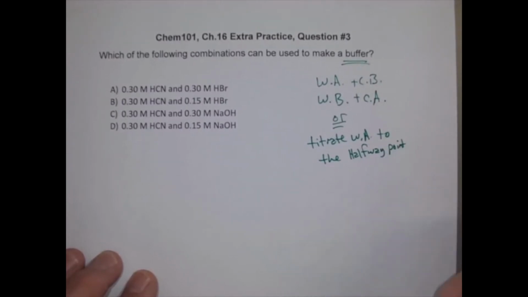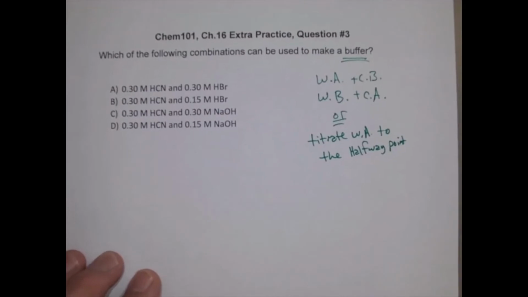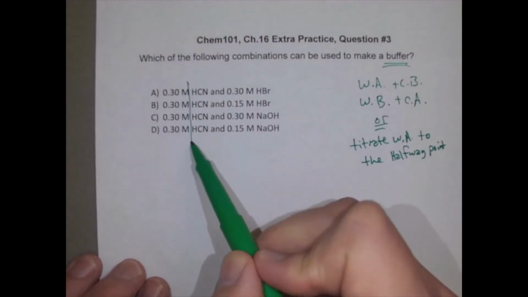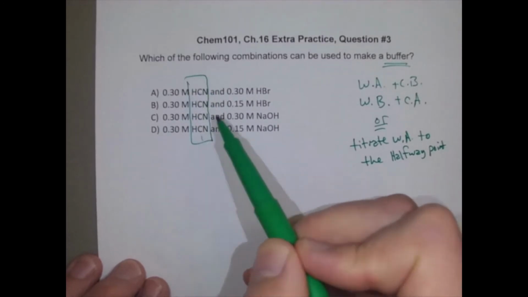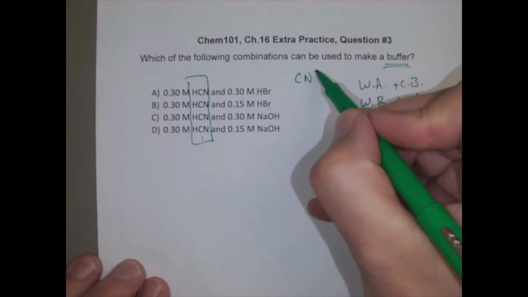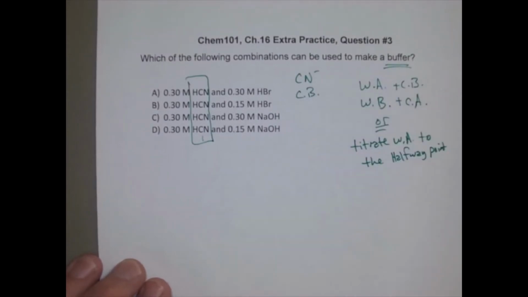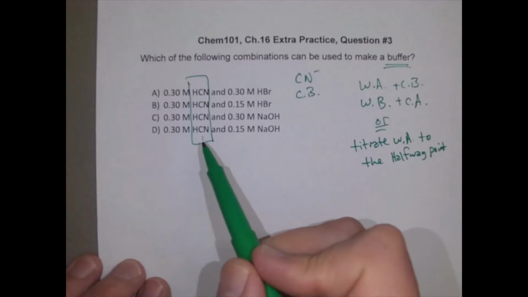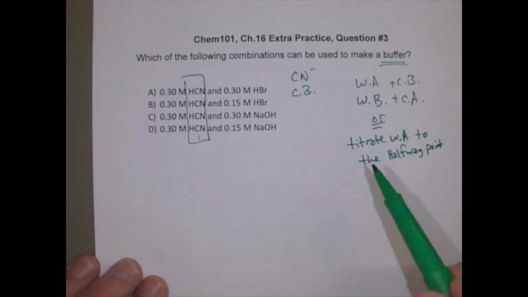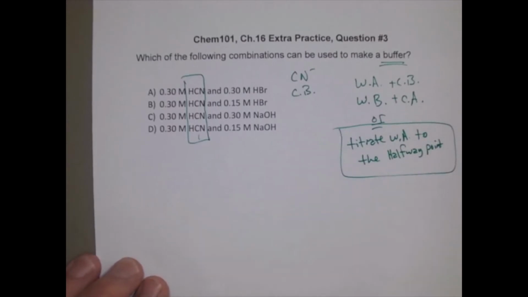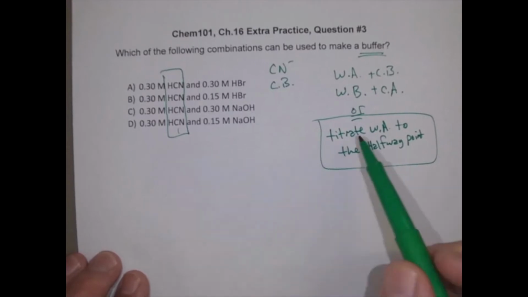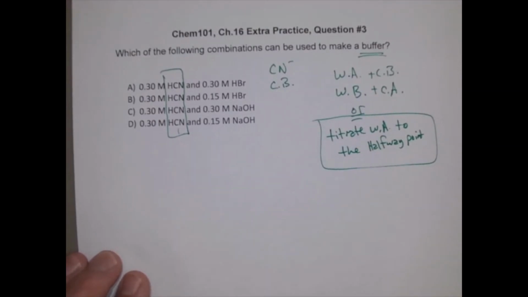Okay? All right, and that's what we need to do in this case, because if you look over on these choices, none of these are a mixture of a weak acid and its conjugate base. The conjugate base in this case would be CN-. So in none of these choices are we mixing together this weak acid with its conjugate base. So that means that we need to exploit this other method where we start with a weak acid, but then we titrate it to the halfway point.